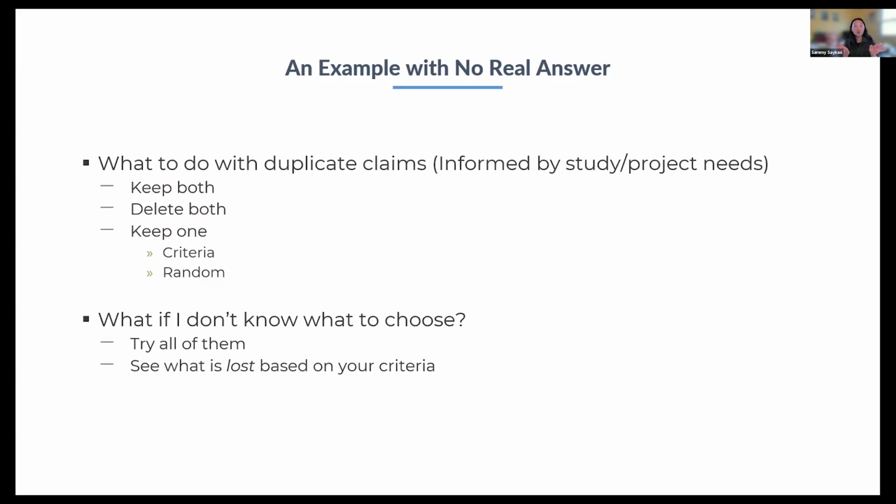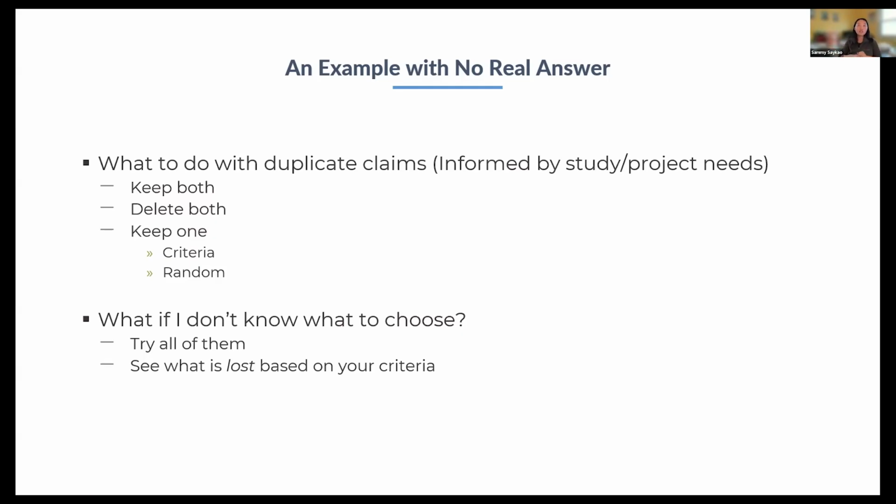So in very plain terms, this decision is normally not very easy. But how can you think about what to do with duplicate claims? It's always informed by what your study or project needs are. But in very broad terms, you could keep both, you could delete both, or you can keep one. And then when you keep one, how do you define that? Do you have a criteria or do you choose randomly? It's very high level. It's not as easy as just keep both. You definitely want to think about what works best for your study and what happens if you do one versus the other. So if you're not sure what to choose, just try all of them.